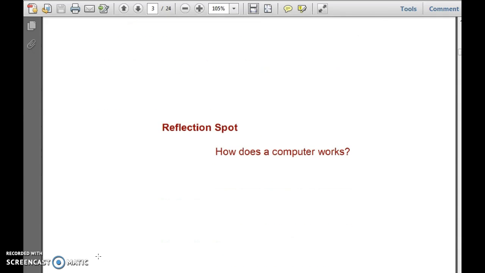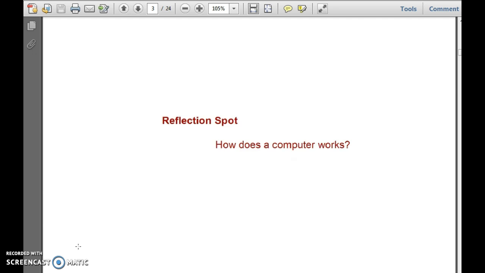So now let's have a reflection spot here. So basically everybody knows how a computer works. So can you pause this video for 1 minute and answer the question? So I hope you all would have thought for this question for this reflections part.